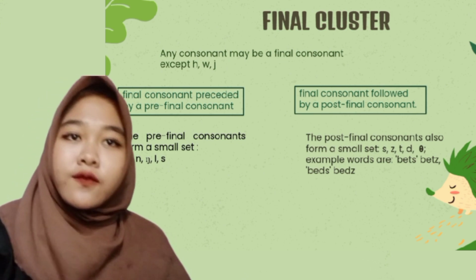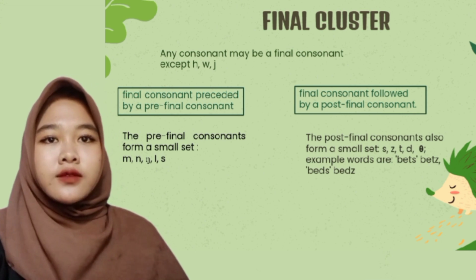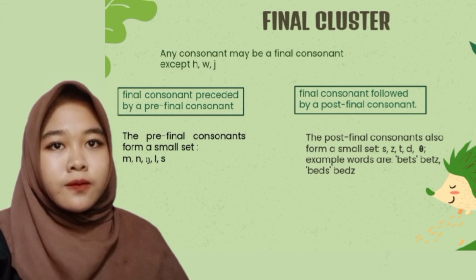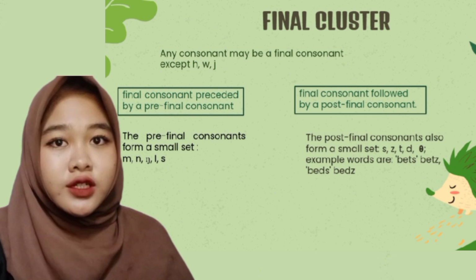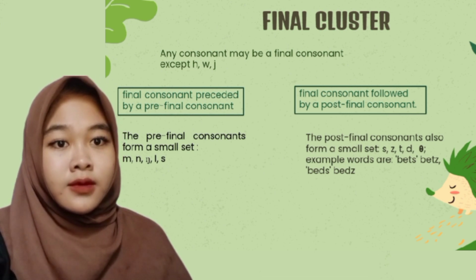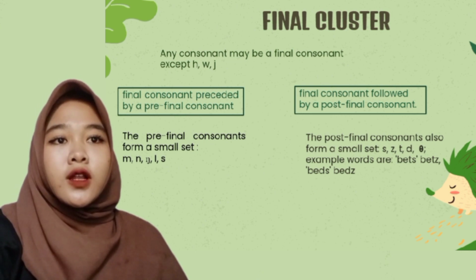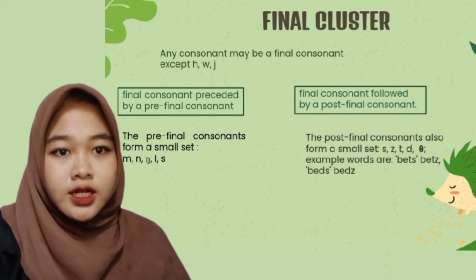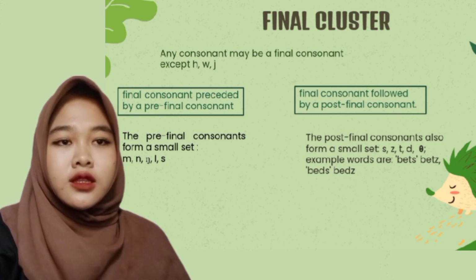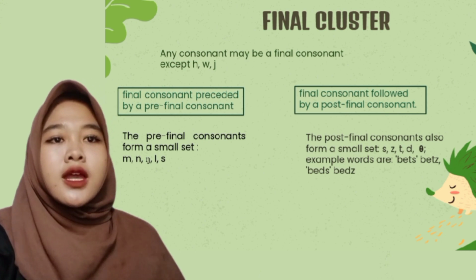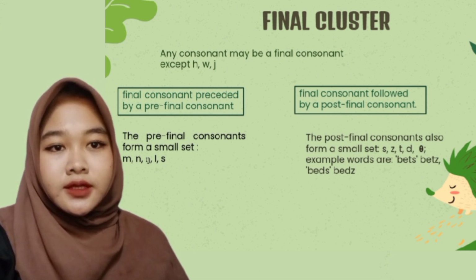Any consonant might be a final consonant except h, w, ch. Final consonant preceded by a pre-final consonant. The pre-final consonants form a small set. Final consonant followed by a post-final consonant. The post-final consonants also form a small set. Example words are birds.